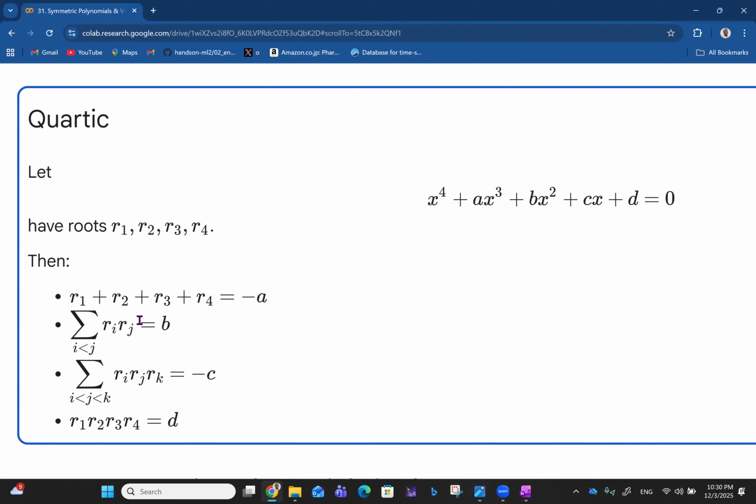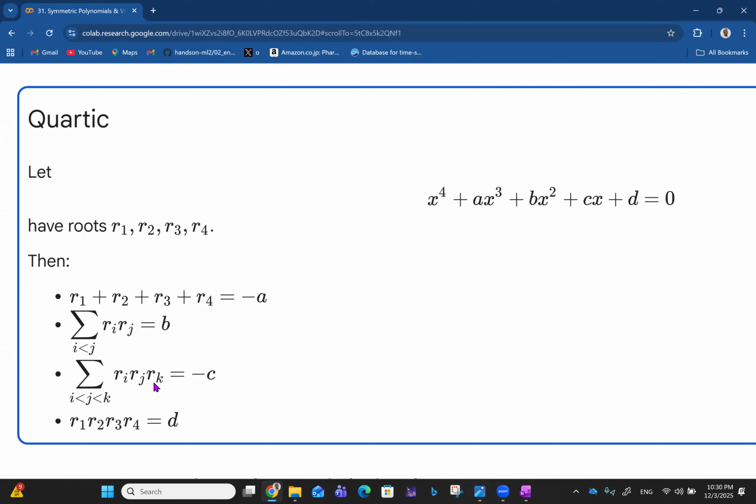Then you multiply in pairs now. So you have r1 r2 plus r1 r3 plus r1 r4 plus r2 r3 plus r3 r4 is equal to b. And all of that now is what has been summarized in this case: summation for every i less than j of ri rj. Then we also multiply in threes. So you see minus a, b, minus c, d, and it goes on like that.